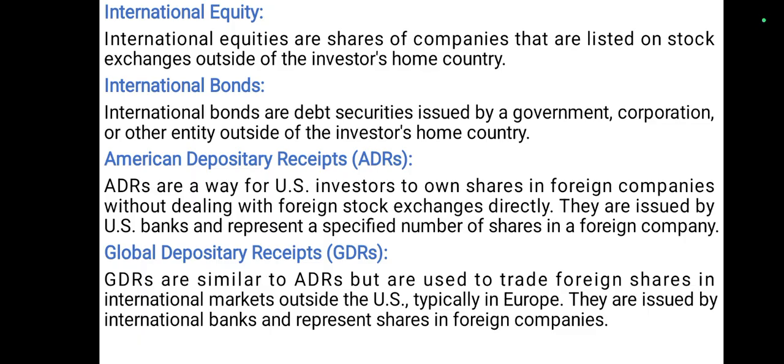In the same way, global depository receipts are similar to ADRs but used to trade shares in international markets outside the US. If you are trading in the US, it is American depository receipts. If you are trading outside the US, for example from Japan, and you want to raise money from Japan, you can't raise it directly. You need to go to Japan, where the stock exchange is, and the company has to be listed there. After listing, Japanese investors will invest in Infosys and the funds will be raised. For that they will give GDRs. That's how it happens. Global depository receipts are typically associated with Europe.